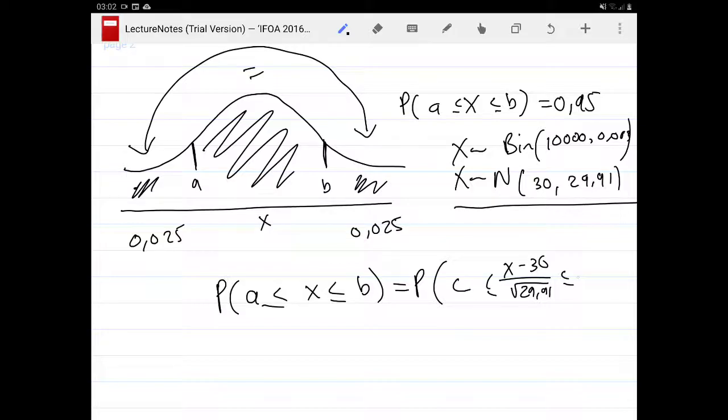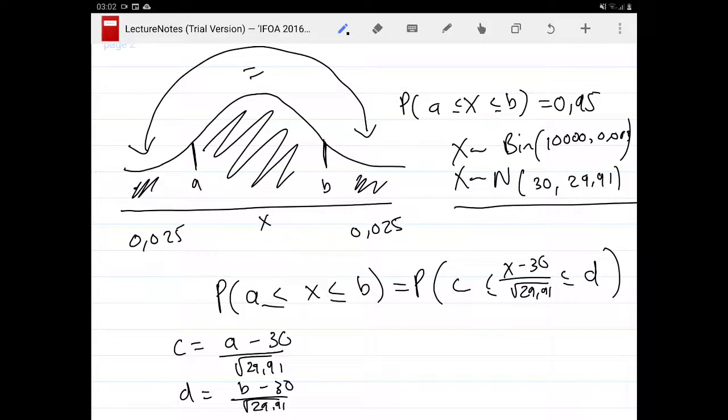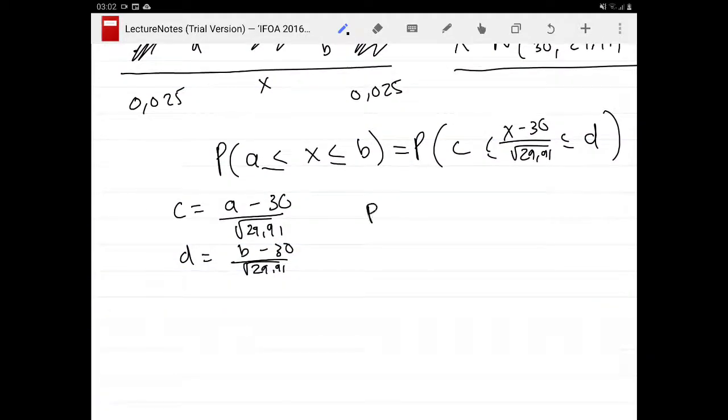I'm just going to call them C and D for now, because we'll work them out later, where C is equal to A minus 30 over square root of 29.91, and D is equal to B minus 30 over square root of 29.91. And now we have this probability that our Z value, because we've now standardized our X, is between C and D, and we want that to be 95%.